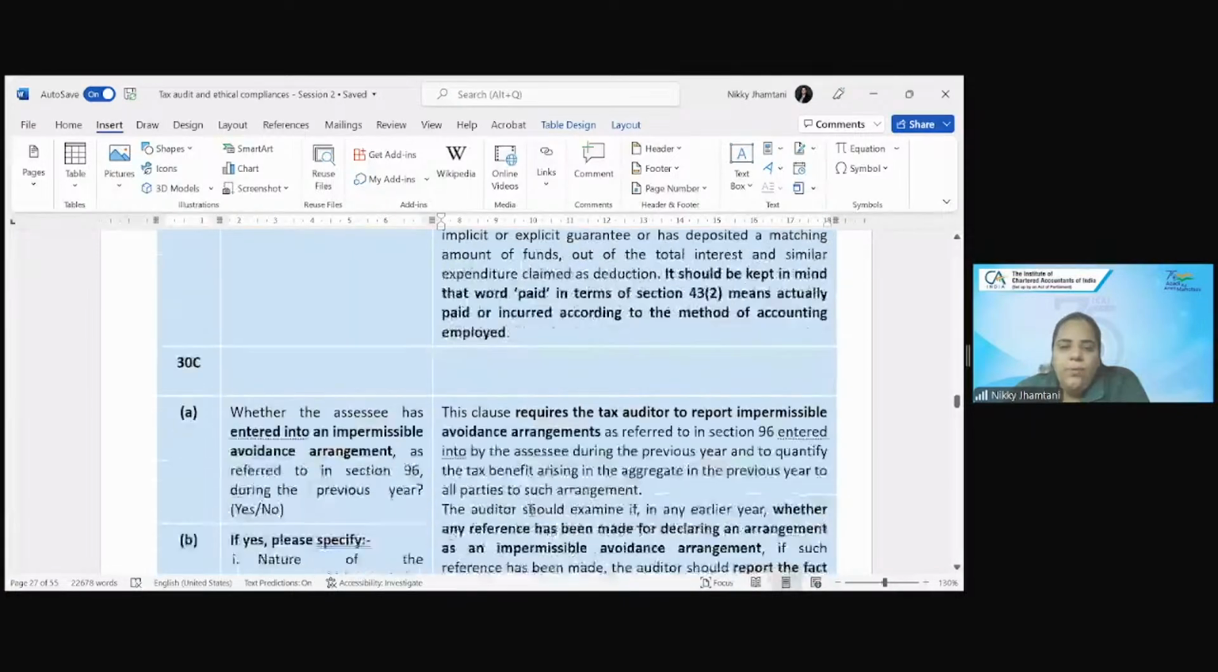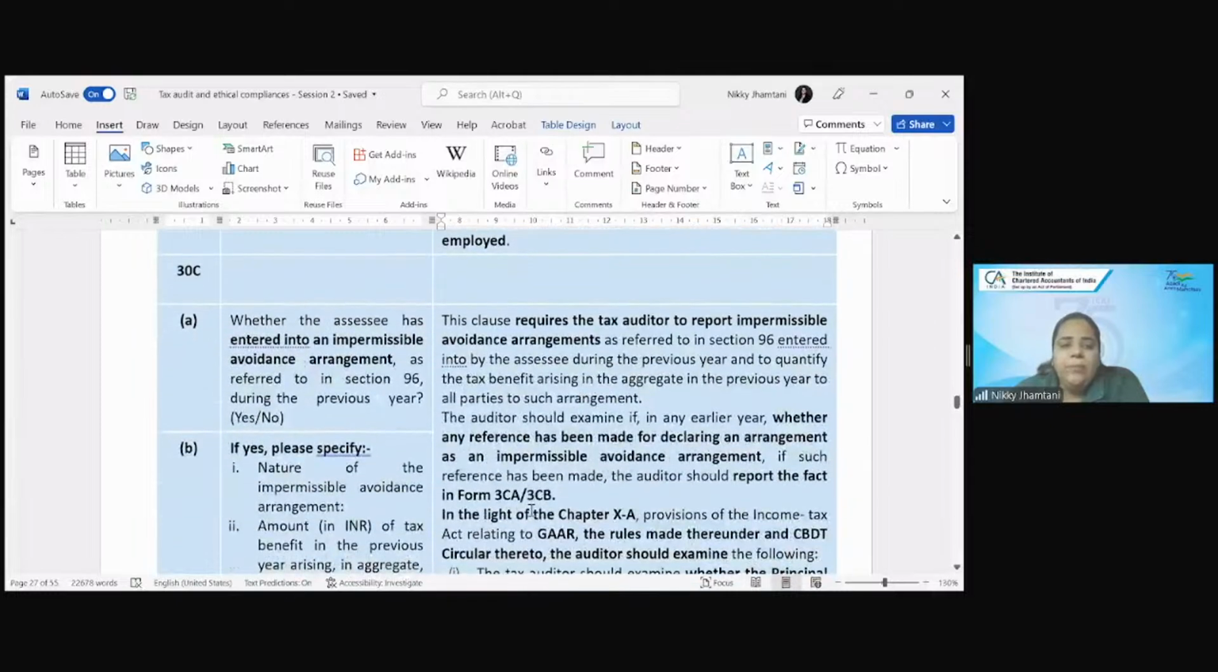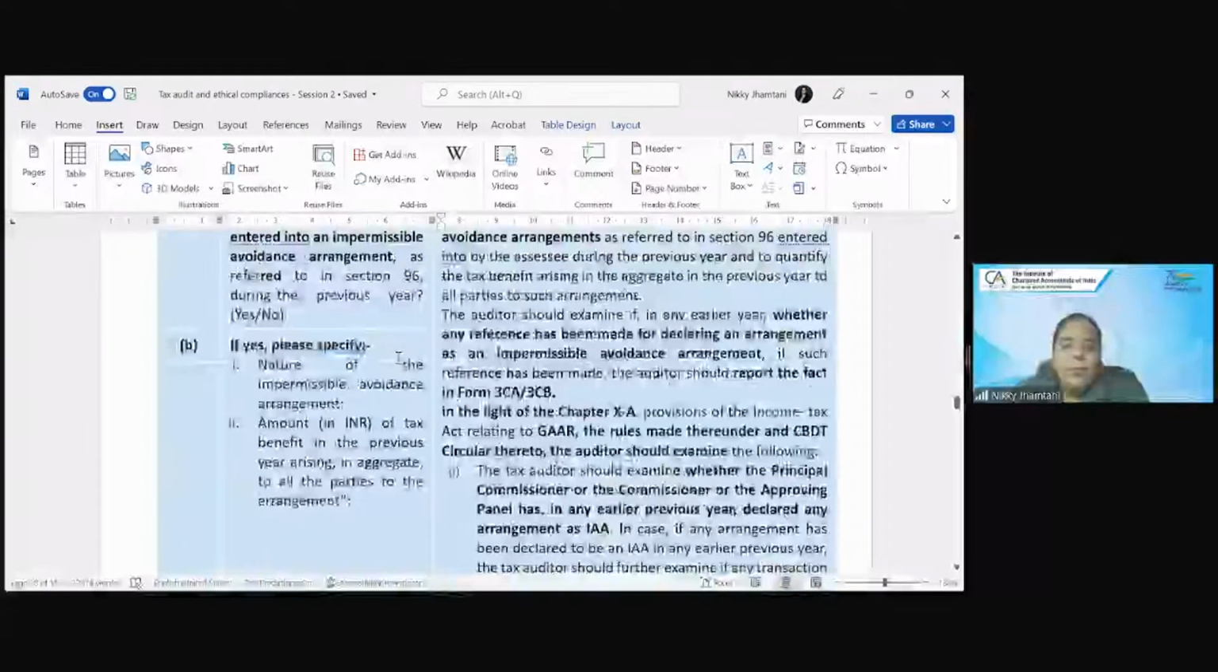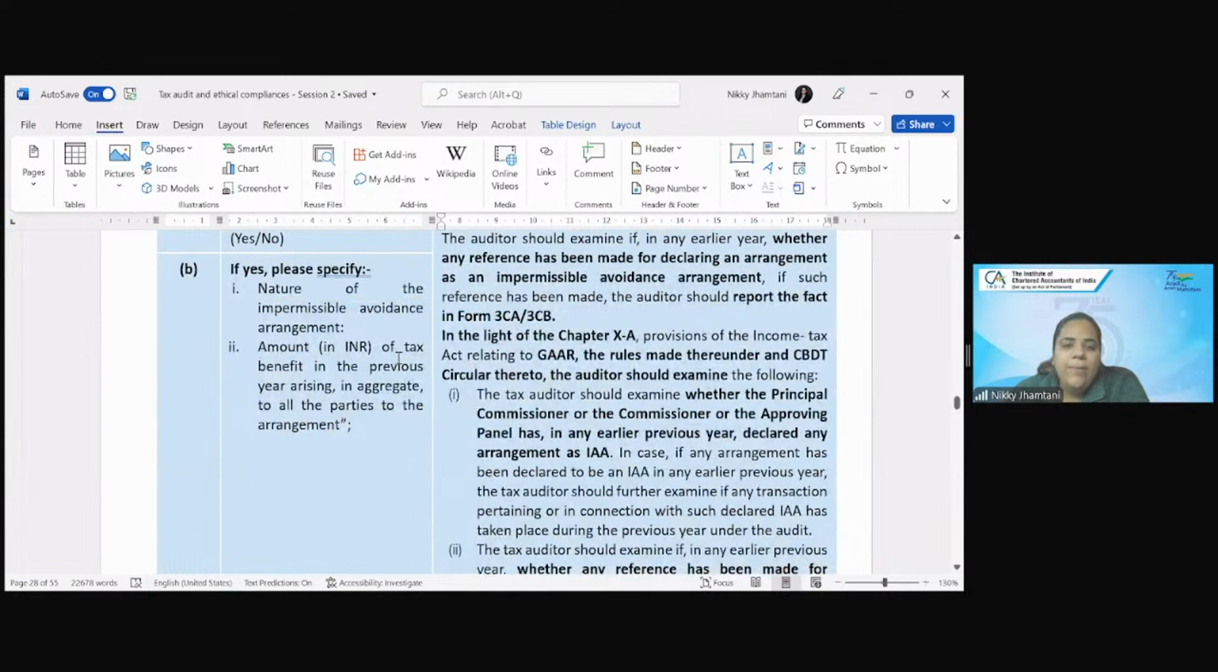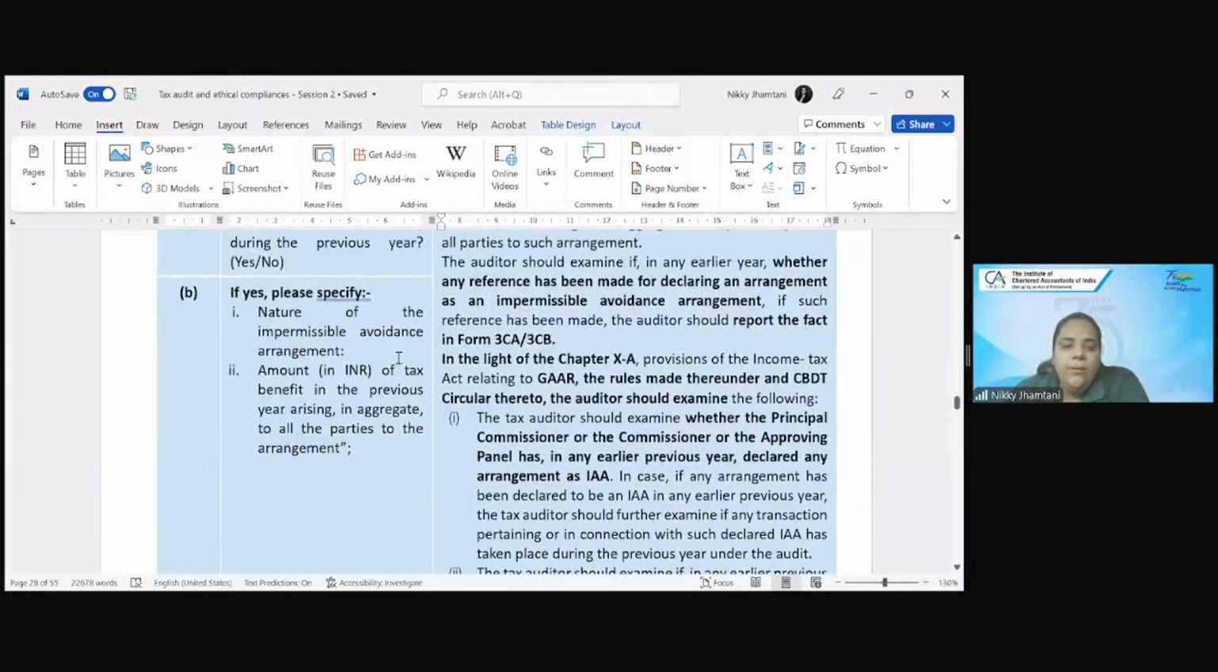Okay, so we move forward. 30C. It is regarding the GAAR provisions. So whether the assessee has entered into an impermissible avoidance agreement, which is also known as IAA, as referred to in section 96 during the previous year, yes or no? If yes, please specify nature of the IAA, amount in INR of tax benefit in the previous year arising in aggregate to all the parties in the arrangement.